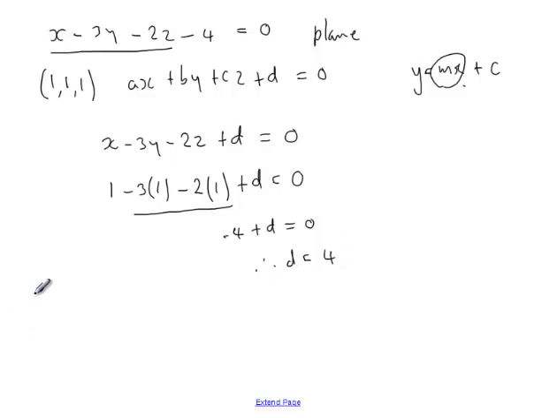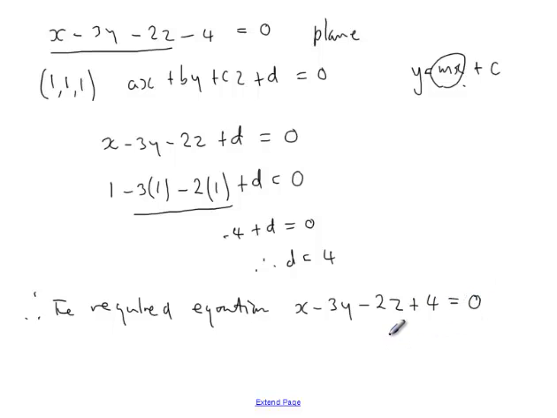Now the required equation is all that part plus our new d, which is 4: x minus 3y minus 2z plus 4 equals 0. Then we're done. Is that right? Yeah. So I hope that is clear, and that's going to help us. Okay, thanks for that.